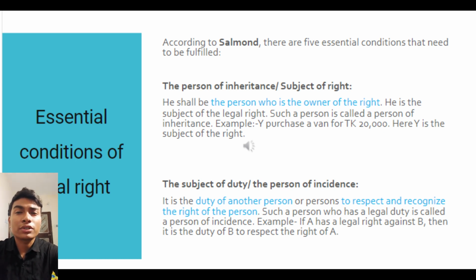The subject of duty, the person of incidence. It is the duty of another person or persons to respect and recognize the right of the person. Such a person who has a legal duty is called a person of incidence. Example, if A has a legal right against B, then it is the duty of B to respect the right of A.